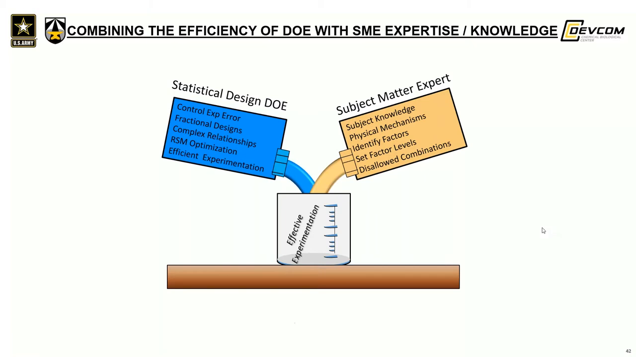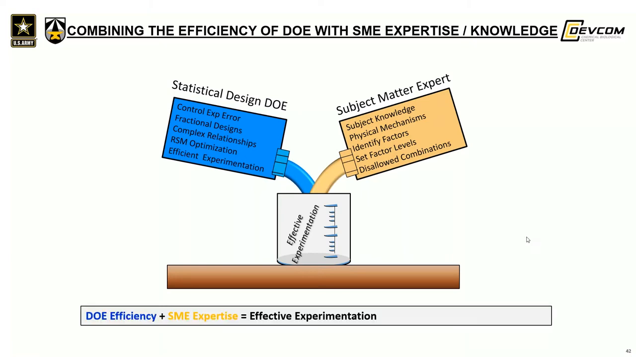So the key is the statistical design for the efficiency, the control of the error, combining that with what the subject matter experts can pour in, their knowledge of physical mechanisms. They have to identify the factors. They have to be in charge of setting the factor levels. There will be some back and forth. We'll give them some advice, but they basically know what the factor levels should be. And then disallowed combinations. So it takes both. The efficiency of the statistics plus the subject matter expertise equals effective.